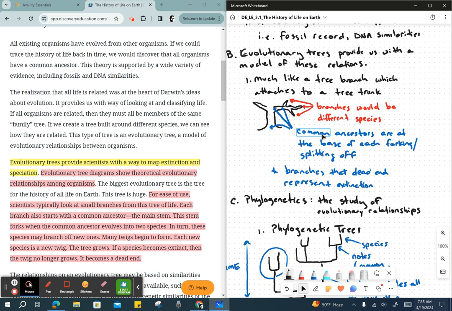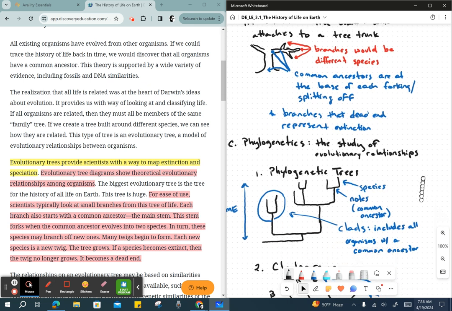Your common ancestors would be at the nodal points, the bases, where these branches actually attach to the main branch or a bigger branch. The forks are splitting off, right? And when you get to branches that just stop, those usually indicate extinction, where those organisms no longer are with us.